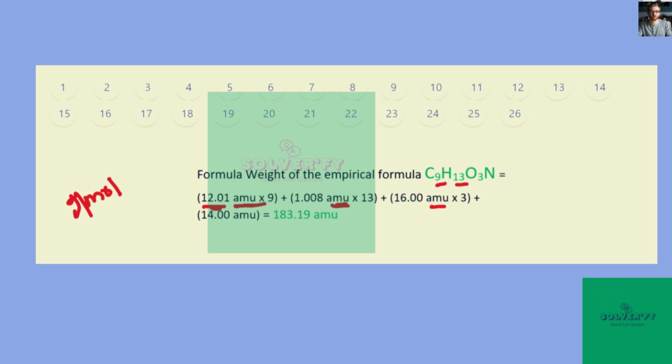Then we have 13 hydrogen. We multiply hydrogen's atomic weight by 13. Then we have 3 oxygen. We multiply oxygen's atomic weight by 3. And then we have 1 nitrogen. And the total will give us 183.19 atomic mass unit, which is the empirical formula weight of this substance.